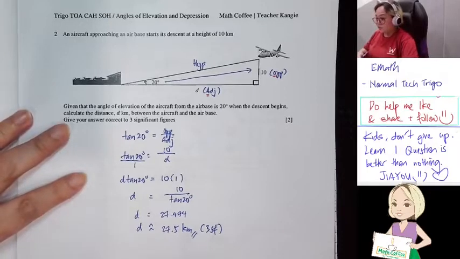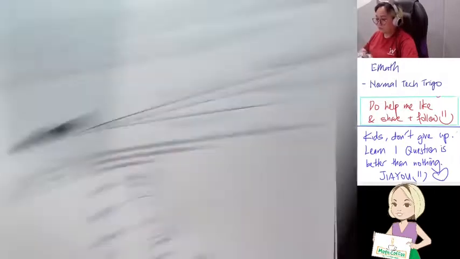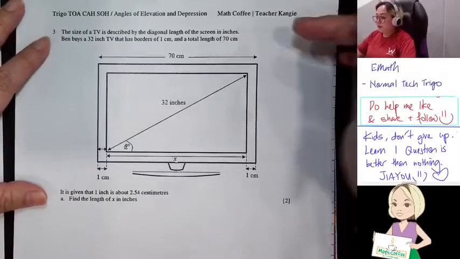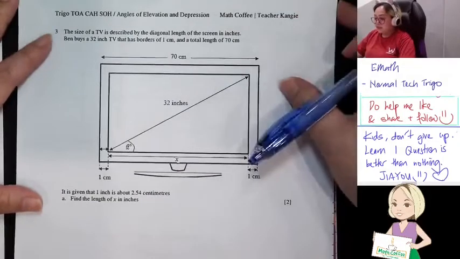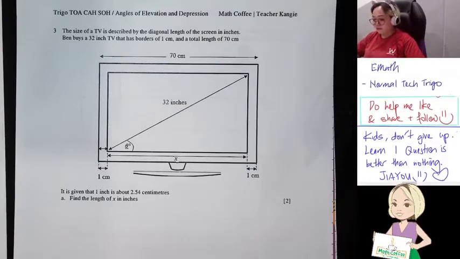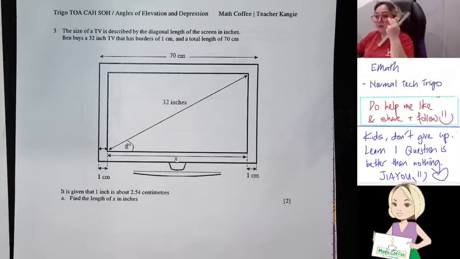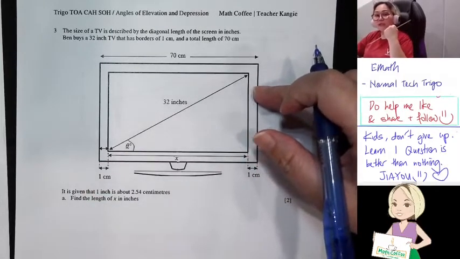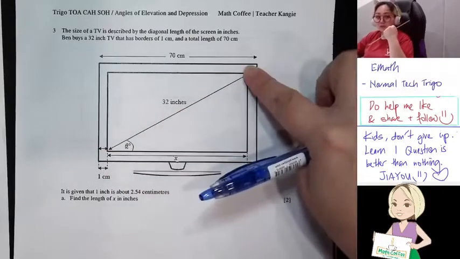Okay, let's move on to the next question. The size of a TV is described by the diagonal length of the screen in inches. Just in case you're not sure, sometimes when you go buy a TV, they always say how many inch TV. SF is significant figure. By default, we have to round off to 3SF, 3 significant figures. Do you know that TVs are actually measured by the diagonal? When they say 32 inch, it is the diagonal of the TV that is 32 inch.